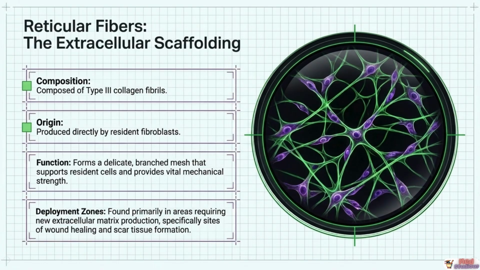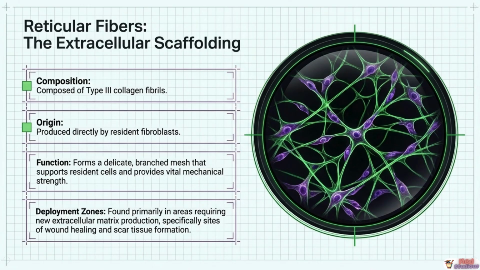Let's look closer at the scaffolding, starting with reticular fibers. These fibers form a delicate, branched meshwork that physically supports the resident cells and provides vital mechanical strength to the tissue. From a compositional standpoint, reticular fibers are essentially thread-like strands composed of type 3 collagen fibrils. Where do they come from? They are manufactured and secreted directly by the resident fibroblasts living within the tissue.